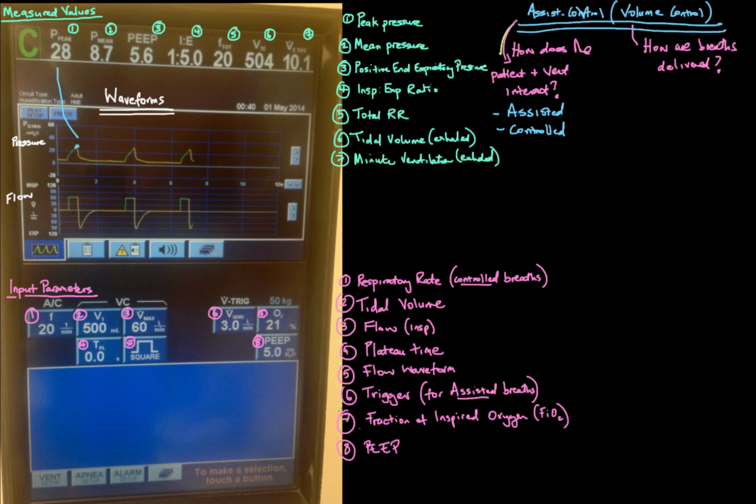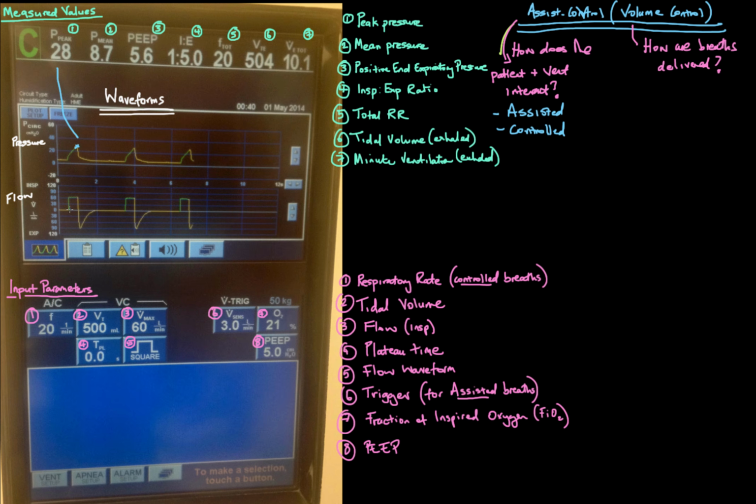We choose what we want those to be, and then the ventilation happens, and then the ventilator measures a bunch of values. Peak pressure, mean pressure, it measures the PEEP, measures our IE ratio, measures our total respiratory rate, our tidal volume, and our minute ventilation. Okay? And then these are our waveforms. This one here is a pressure waveform. It measures the pressure in the circuit through the breath cycle. And this is a flow waveform. It measures the flow through the breath cycle.